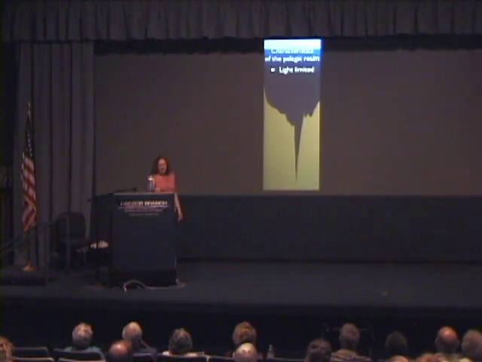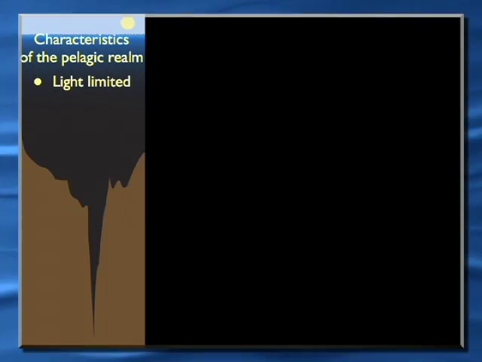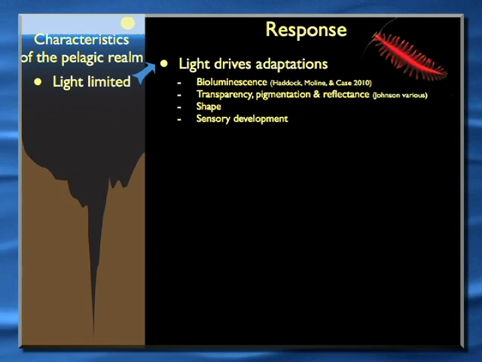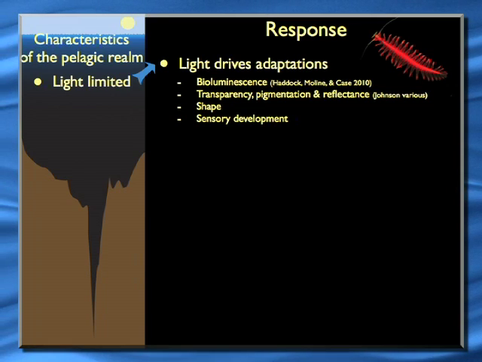So to finish up here, I just want to take you guys back to the beginning of the talk and look at, again, the characteristics of the water column, of the pelagic realm, and see how that relates to how animals function. So the pelagic realm is very light limited, and that has led to many adaptations, such as bioluminescence. Most pelagic things are bioluminescent in one way or another, or they're using bioluminescence somehow. Bioluminescence is really common. Transparency, variations in their pigmentation and reflectance.